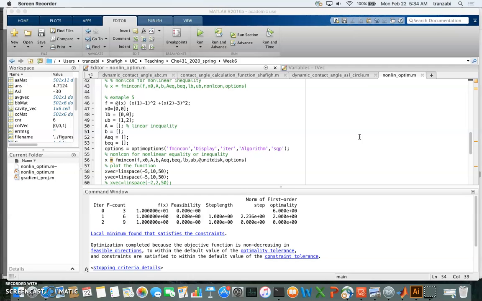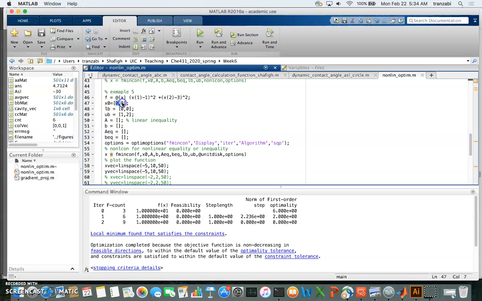So in this example we're going to optimize (x1 minus 1) raised to the second power plus (x2 minus 3) squared. Alright, so let's say I have my initial guess here, the lower bound and upper bound for x1, and the lower bound and upper bound for x2. For simplicity, I assume that I do not have any linear inequality or linear equality, so I leave them blank.